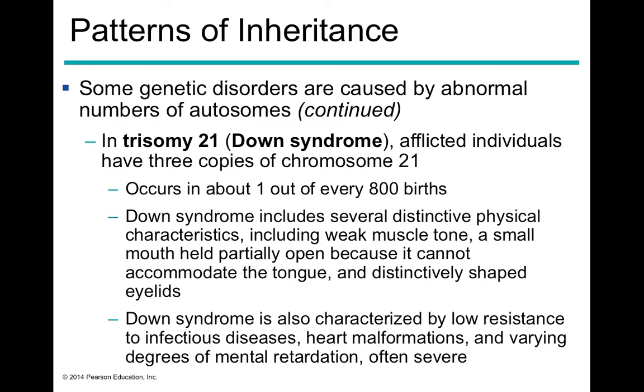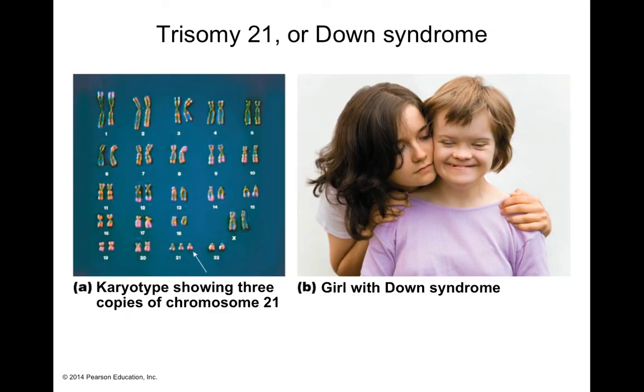And symptoms of Down syndrome include distinctive physical characteristics like a weakened muscle tone, a smaller mouth that's held partially open at most times because the tongue is enlarged, so the small mouth can't accommodate the large tongue, and distinctively shaped eyelids. Also characterized by an increased risk of infection and heart maladies, and also varying degrees of mental retardation that can range to the very severe. They also tend to be infertile, at least men do tend to be infertile, although there are cases of trisomy 21 females who are fertile.